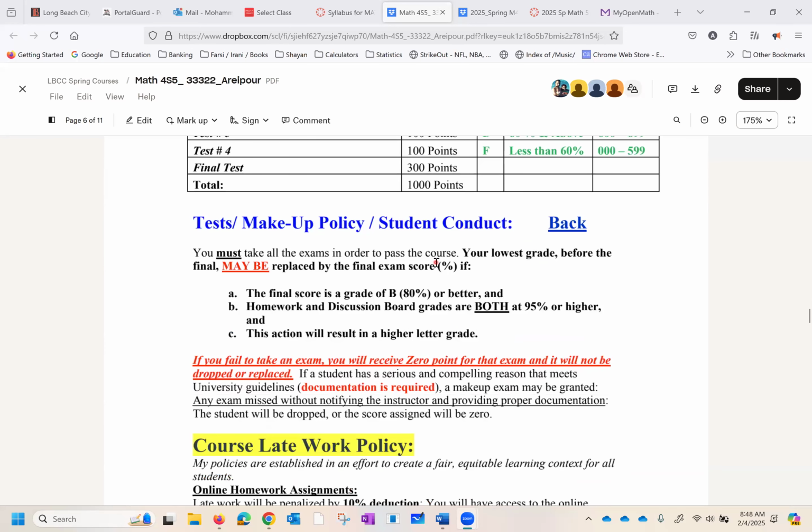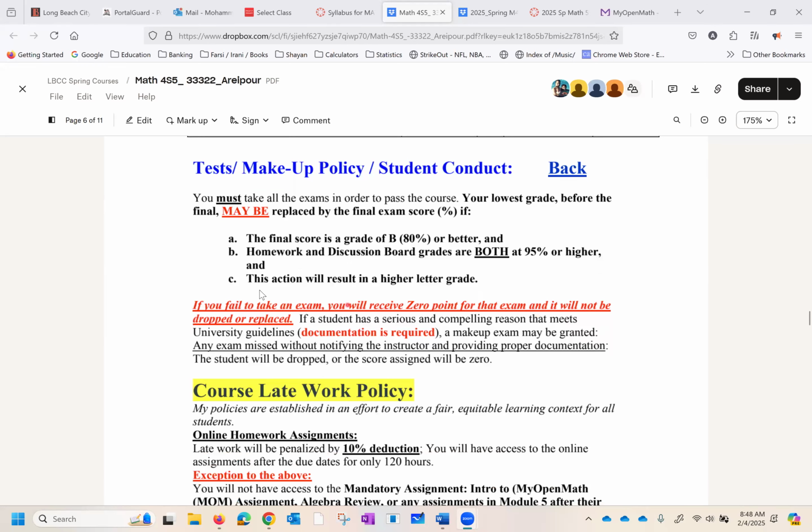You basically receive an email about a week in advance. So you have a week to decide which day you want to take the exam. There is no makeup exam. If something comes up and you have proper documentation, I will give you a makeup. You must take all the exams in order to pass the course. Your lowest grade among the first 4 exams before the final may be replaced by the final exam if the final score is 80% or higher, homework is 95% or higher, and this action will result in a higher letter grade.